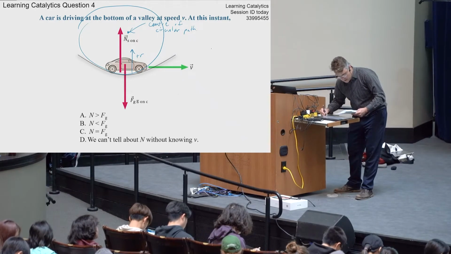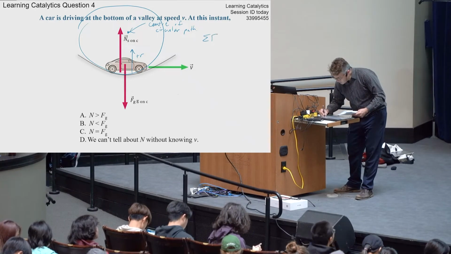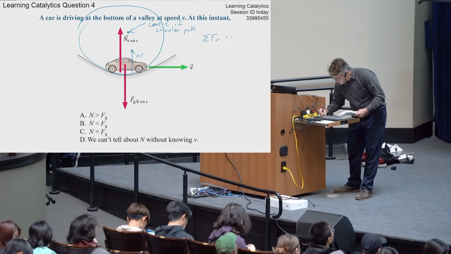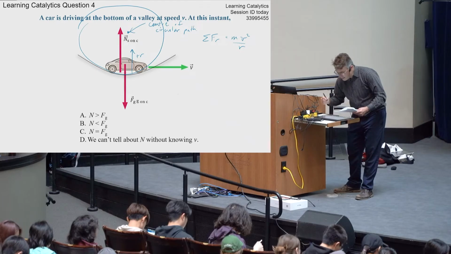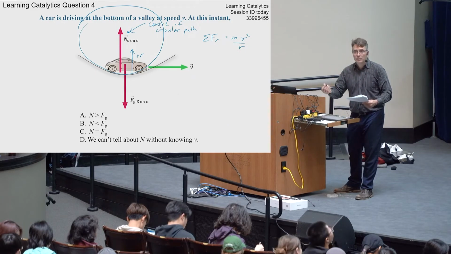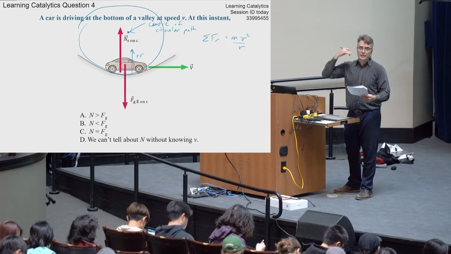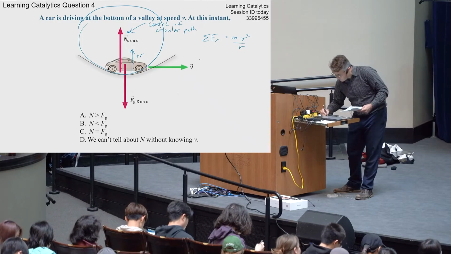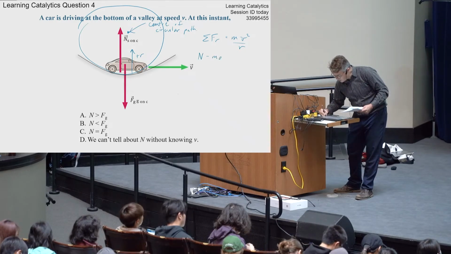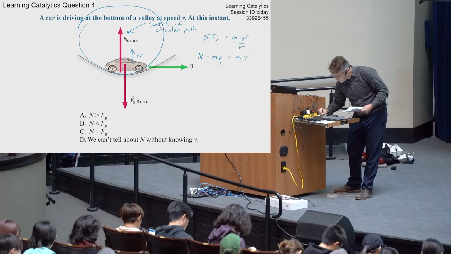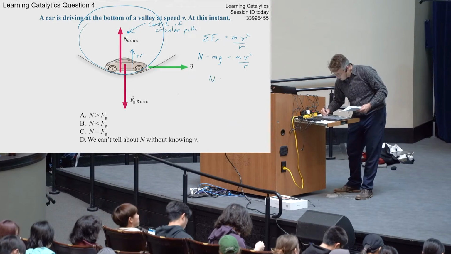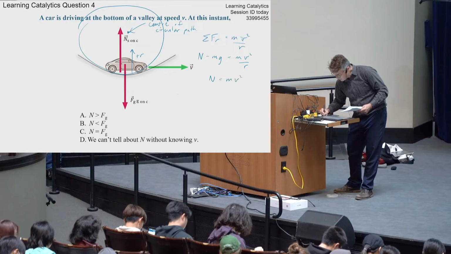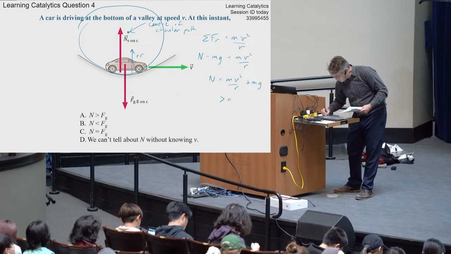So in this case, when you do that same, the sum of all the forces in the r direction is equal to mv squared over r. Now, normal is positive, and gravity is negative. So you do n minus mg is equal to mv squared over r. Okay? And then when you solve that out, you get n is equal to mv squared over r plus mg. So it's greater than mg.